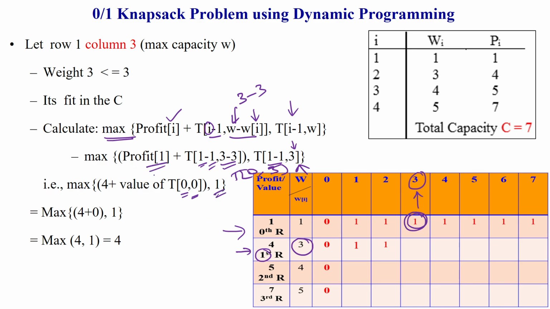Then the profit of this first row is 4, that is written here. T of 0 comma 0 is 0. So we are substituting the values, and we get the maximum of 4 comma 1. Why are we using the maximum? Because we want to maximize the profit, right? So here we got 4, and that's what we are writing here.